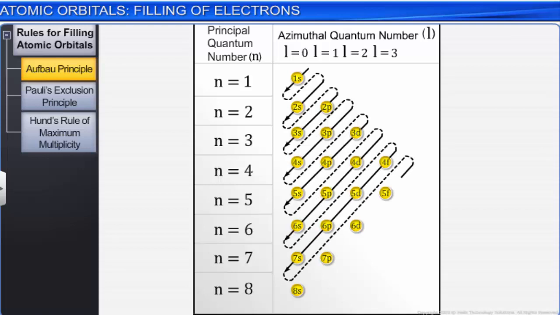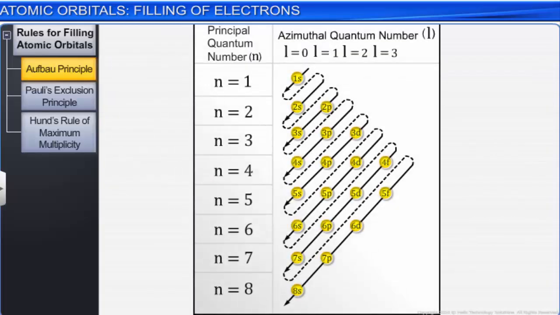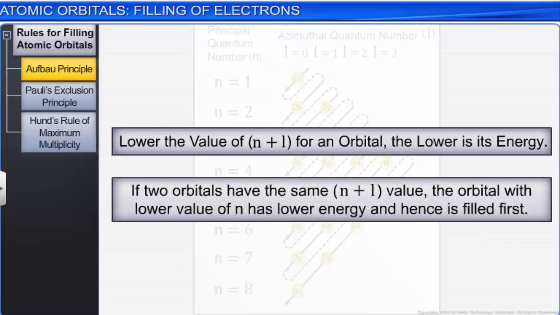The energy of an orbital is determined by using the n plus L rule. According to this rule, the lower the value of n plus L for an orbital, the lower is its energy. If two orbitals have the same n plus L value, the orbital with lower value of n has lower energy and hence is filled first.